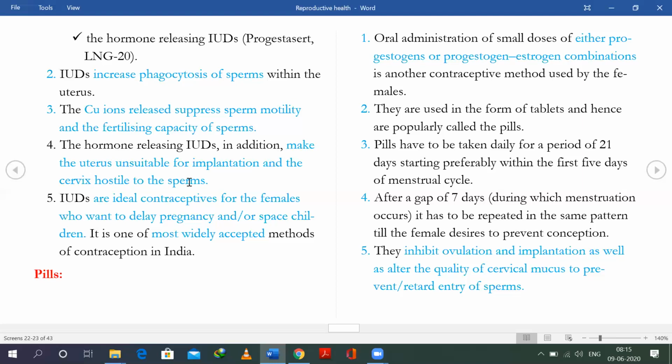And they also make the cervix hostile to the sperms, right? It means the sperms will not be able to cross the cervix, which is the opening to the uterus. So that is the function of these hormone releasing IUDs. And this is the important line: IUDs are ideal contraceptives for females who want to delay pregnancy and space the child, and it is one of the most widely accepted methods of contraception in India. So the question will be framed here: the following is the most widely accepted method of contraception in India.